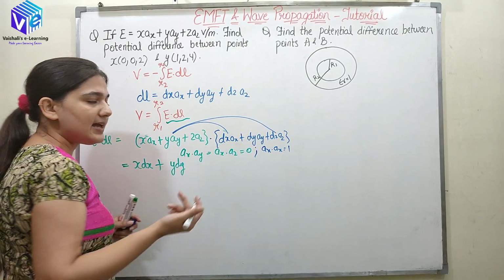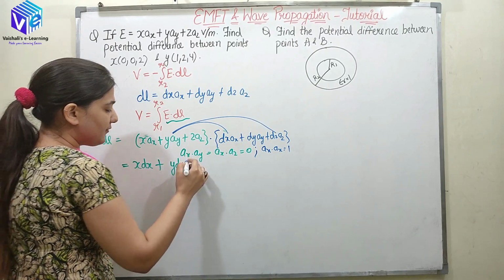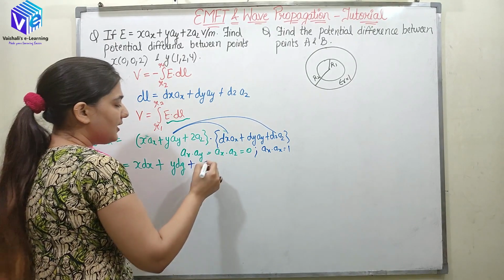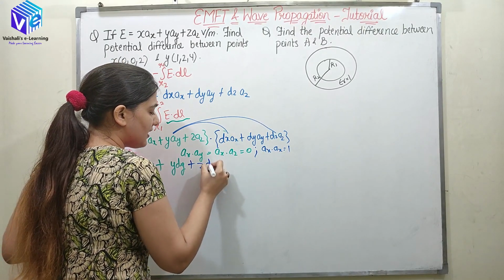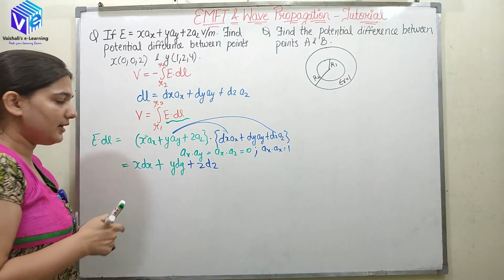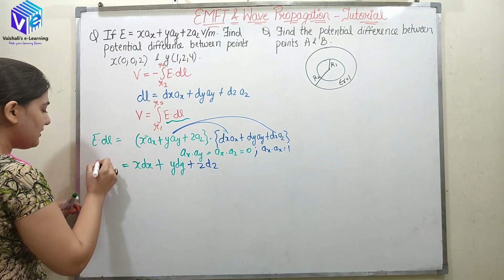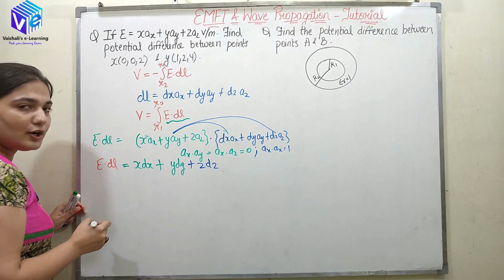So a_y into a_y is 1. So I wrote y dy plus, now the third term is z a_z, which is multiplied with dz a_z only. So here I'll be having z dz only. Okay, so now I hope this is clear. So now I have found out E dot dl.